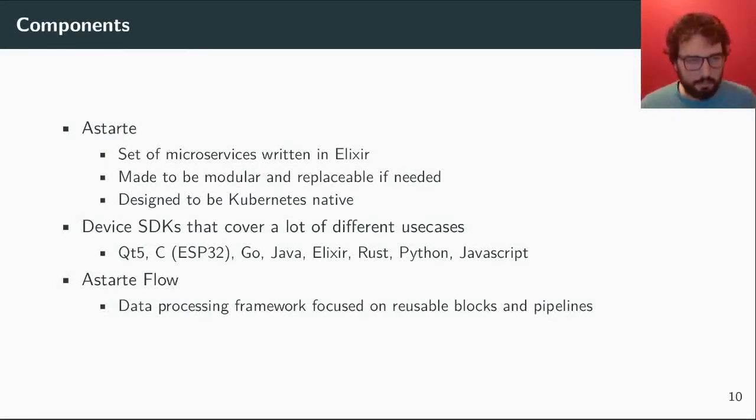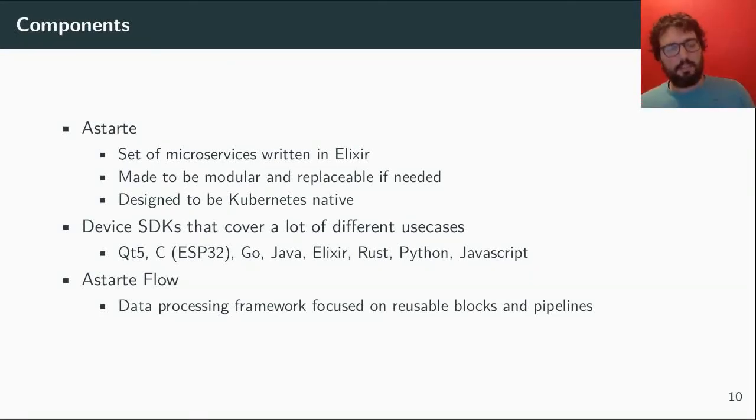What are the components that make up Astarte? Astarte itself is a set of microservices which are written in Elixir, and it's made to be modular and replaceable if needed. So each microservice is replaceable with your own implementation if you need. And it's designed to be Kubernetes native. Then there are device SDKs that cover a lot of different use cases. We have SDKs for Qt5, C on ESP32, Go, Java, Elixir, Rust, Python, JavaScript, you name it, and many other SDKs are on the way.